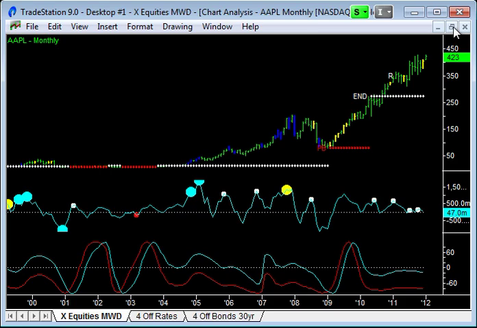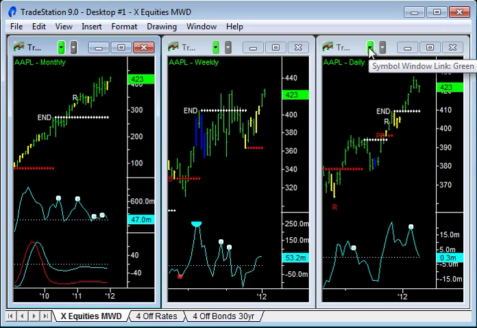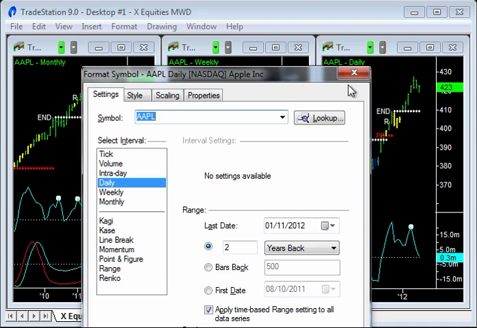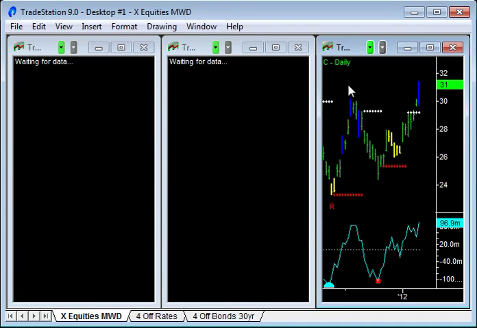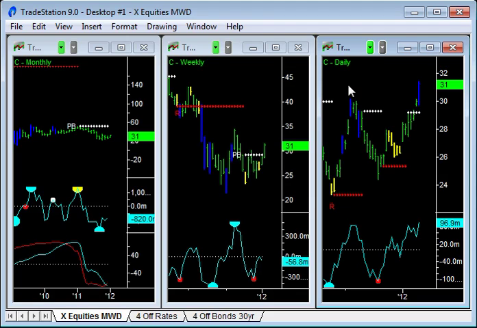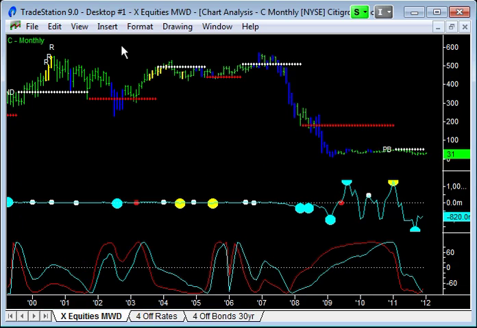Using this setup, you can link all of your charts using this symbol link between these two. By selecting any of these windows and hitting format, I can go to Citibank, hit the OK button, and there we go. The Citibank numbers ripple through, and you can see Citibank on this weekly chart, since the financial crisis, has had a 95% fall.